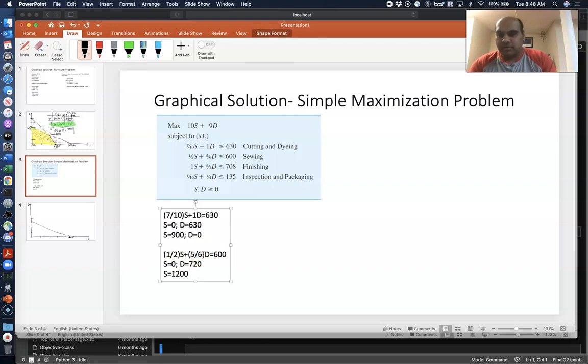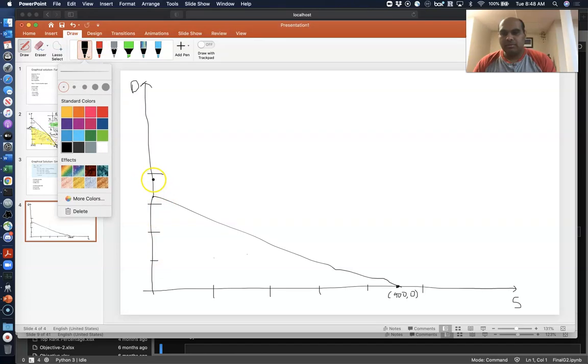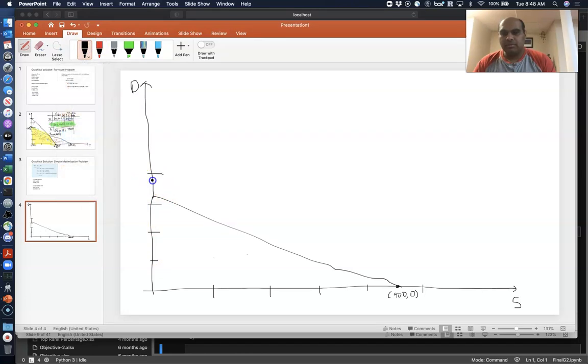Maybe I should have made that scale a little bit larger. Let's see. There you go. So 0, 720 and 1200, 0. So 0, 720. So this is 200, 600, 800. So 720 will be somewhere here. And then 1200, 0. So it's 800, 1000, and then 1200.